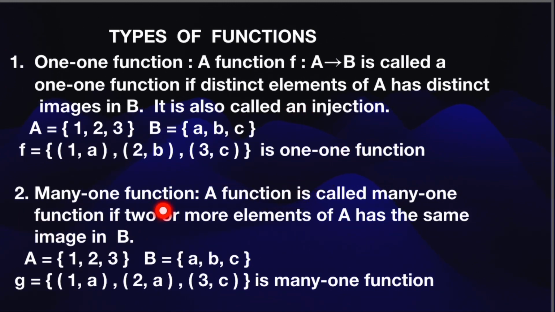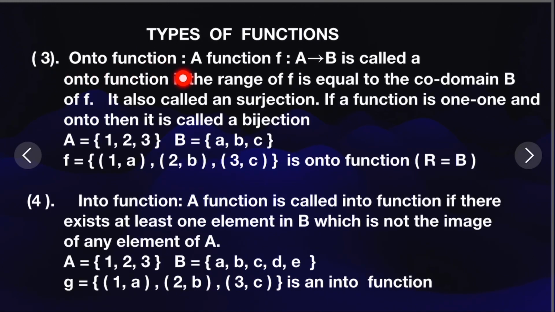Many-one. So here again these are the two sets, and here we see that a is the image of 1 as well as the image of 2. So two elements of A correspond to a single image in B. So this is called a many-one function.